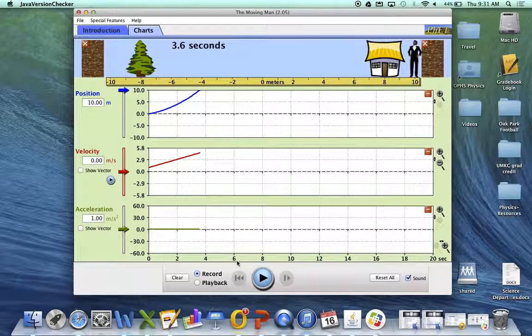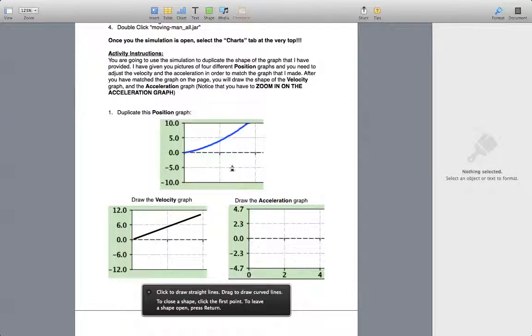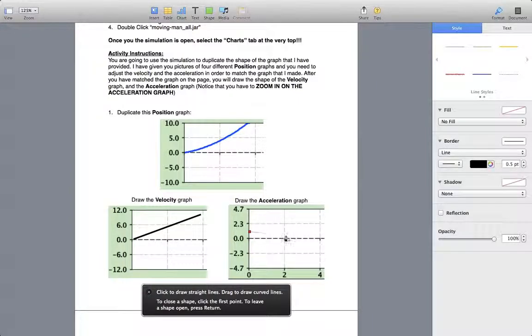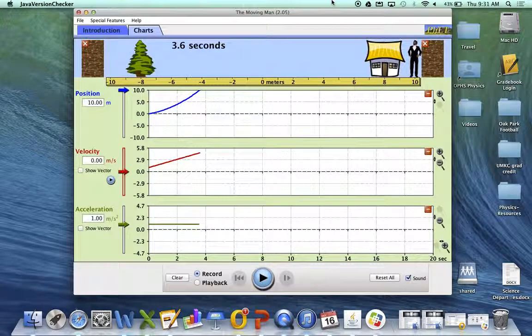Now when I go back to acceleration, notice that acceleration is really zoomed out right now. So I've got to zoom in on acceleration, and I see that there's going to be a flat line right at 1. So I go to draw, and I'm going to put a flat line right at 1. All right, so that's how we do the first example. You're going to do the next 2 examples.